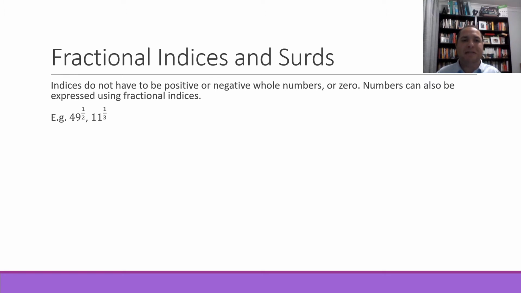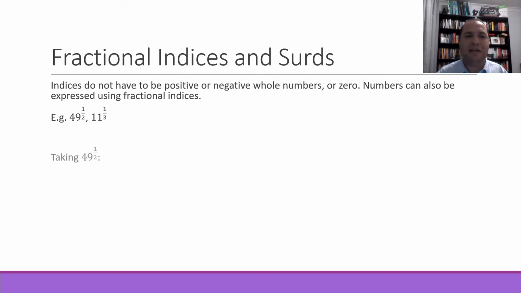Fractional indices do not have to be positive or negative whole numbers. Sometimes they can be decimals or fractions as well as 0. So some examples here, we've got 49 to the half or 11 to the third. Those numbers are also perfectly reasonable and accessible numbers as well. But the problem is, well, what does it mean? What does a power of half actually mean? What does a power of a third actually mean?